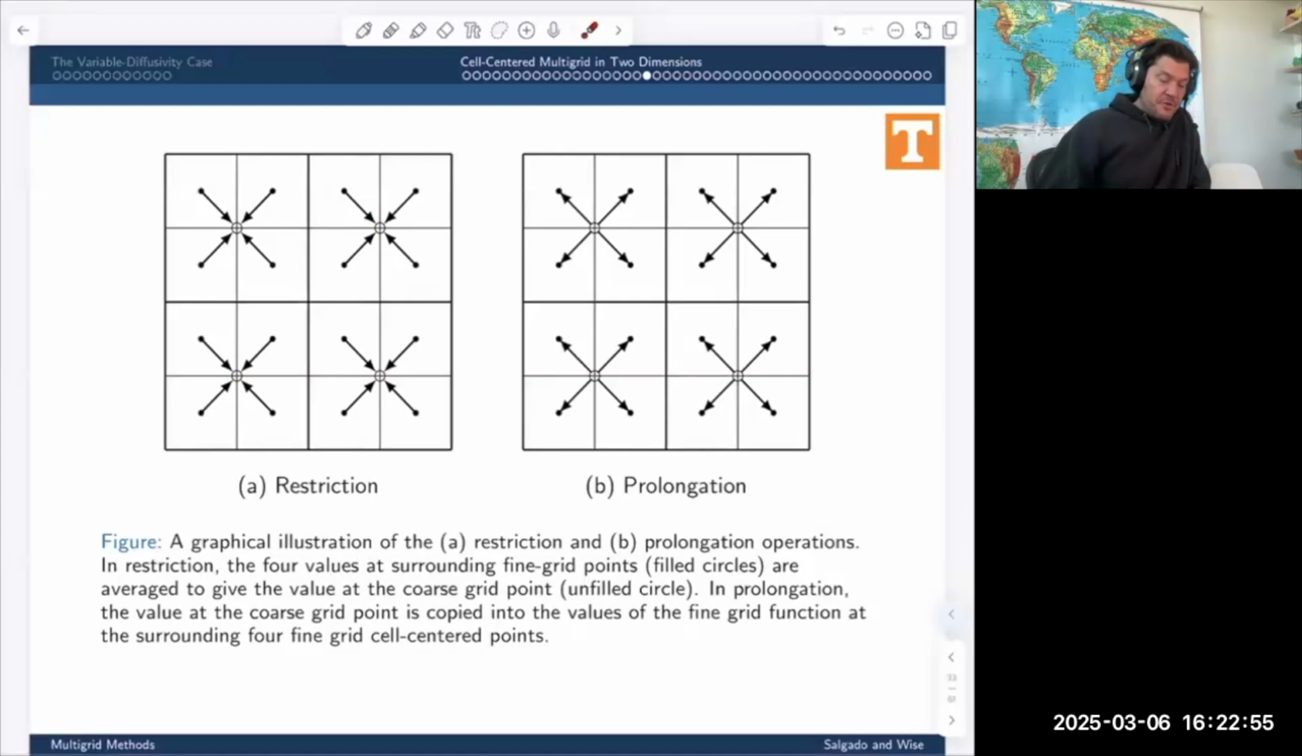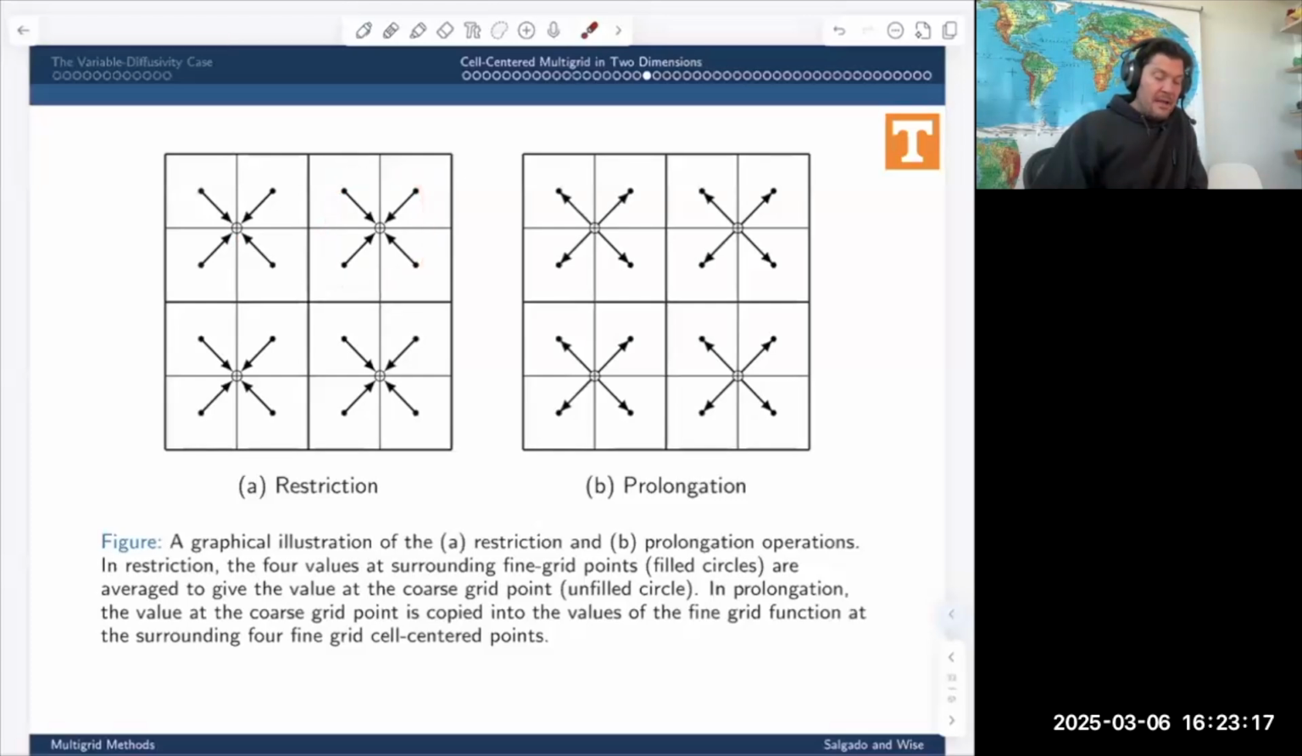Well, for the restriction operator, the most common and the most sensible thing to do is just take the average of the surrounding 4 fine grid points, average them, and push that averaged value to the coarse grid. So I take the surrounding 4 points, I average them.